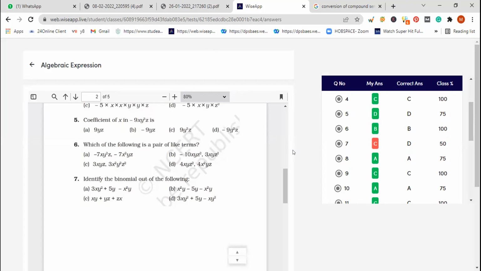Yes. The D one is binomial. See, they are like terms, xy square and xy square. So 3xy square minus xy square would be 2xy square.